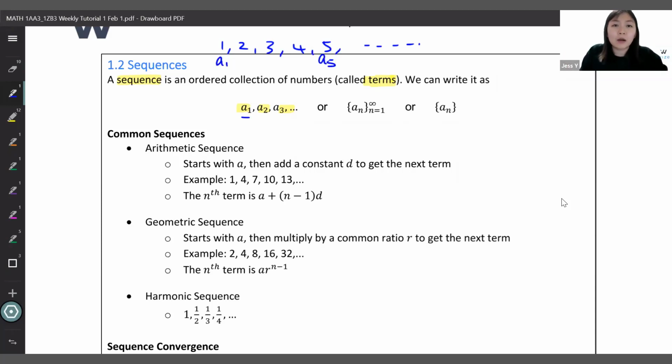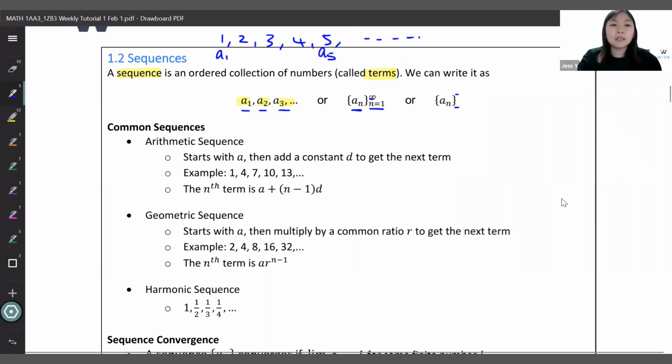So we can actually write out the sequence like this. But a lot of times what's going to happen is your prof, on the assignments and the tests, on the midterm, you're actually going to see an instead. They're going to give you the general an term, okay? They might put from n equals 1 to infinity, or they might put nothing around the curly brackets. It still means that you have a sequence that goes on forever, okay?